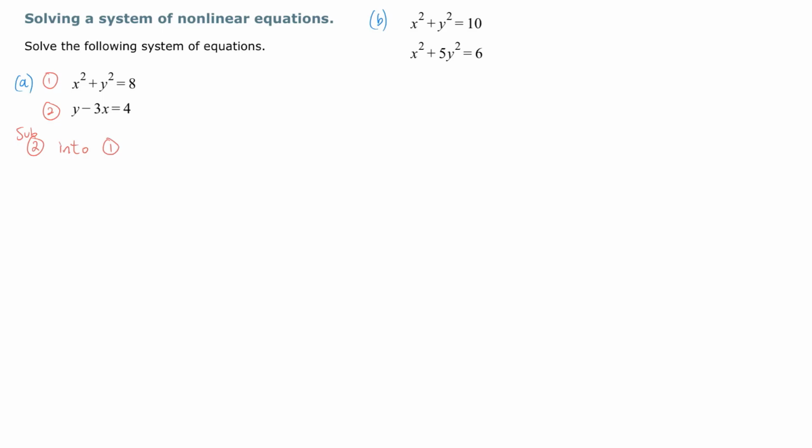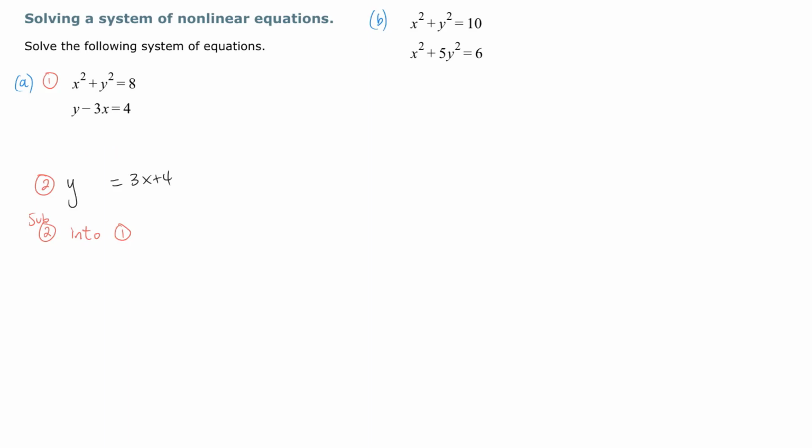The first thing though, even though I'm going to sub 2 into 1, I got to rewrite equation 2. So maybe I won't label that as equation 2. I am going to label the first one equation 1. I'm going to rewrite the second equation to be y. You can easily see that you could write y by itself. So that would be 3x plus 4. I'm going to call this equation 2. And I'm still going to sub 2 into 1. But now I'm just going to do it a little bit later.